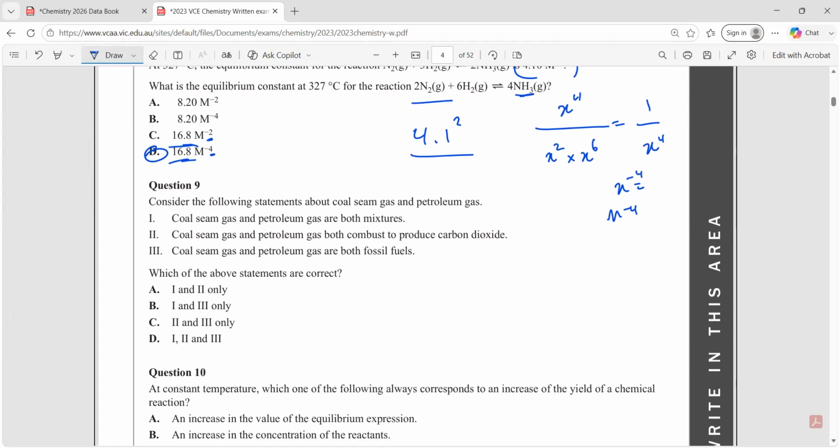Coal seam gas and petroleum gas, they're both mixtures. Yeah, so coal seam gas, you can't really guarantee that coal seam gas is going to be pure methane or whatever it is.